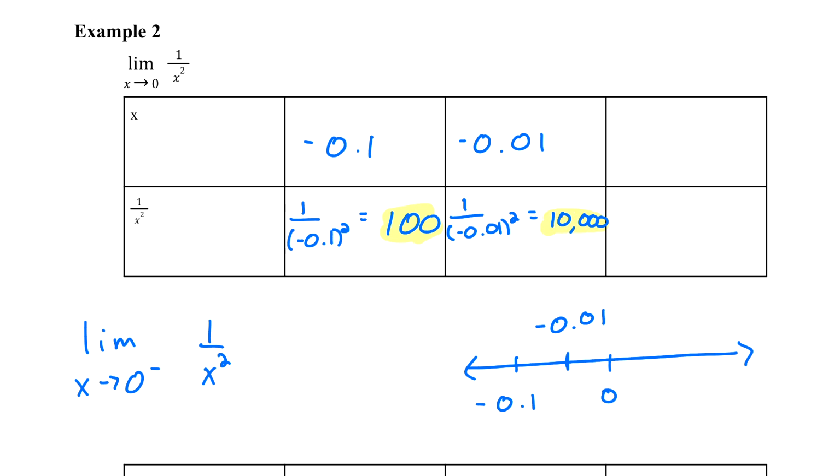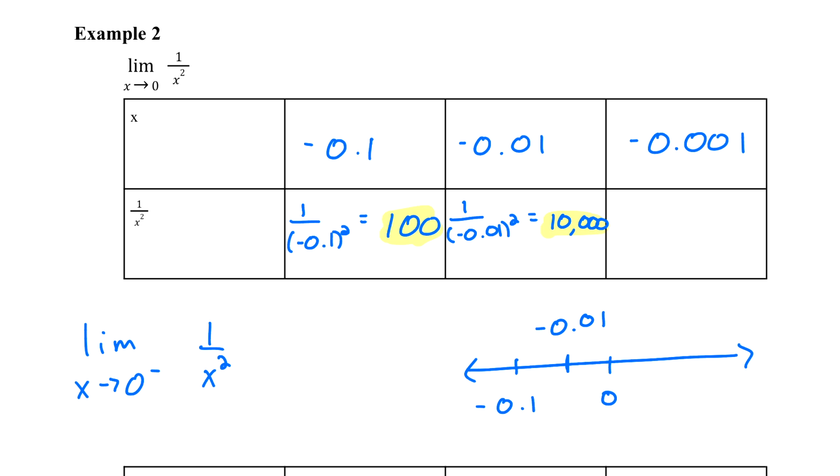Okay, I sort of see the behavior, but I always think having 3 steps in here, getting within 3 decimal places, is really a way to convince yourself. So I'm going to move 1 more decimal place. I'm going to use an x value of -0.001. And again, just like last time, we're going to plug that into our function, and we're going to end up with a y value of a cool million.